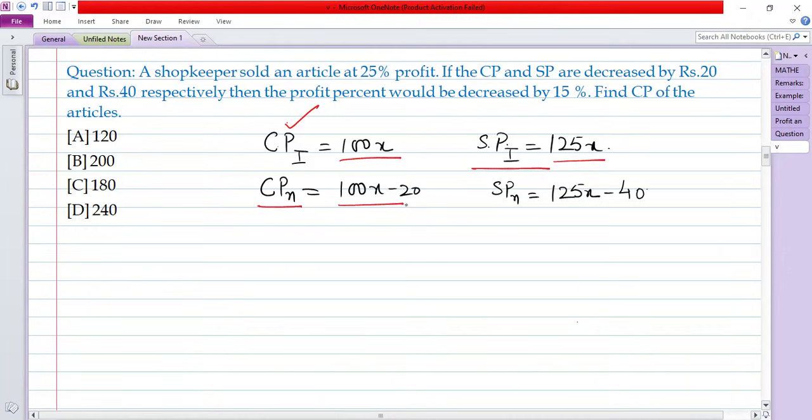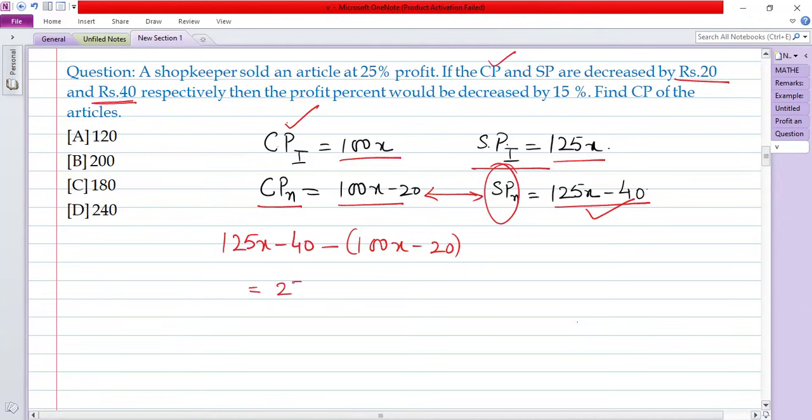The new cost price will be 100x minus 20, because the CP is decreased by rupees 20. The new selling price will be 125x minus 40, because it is decreased by 40. Now this difference is 125x minus 40 minus (100x minus 20). So actually this is nothing but 25x, minus 40 and plus 20, that will give you 25x minus 20.